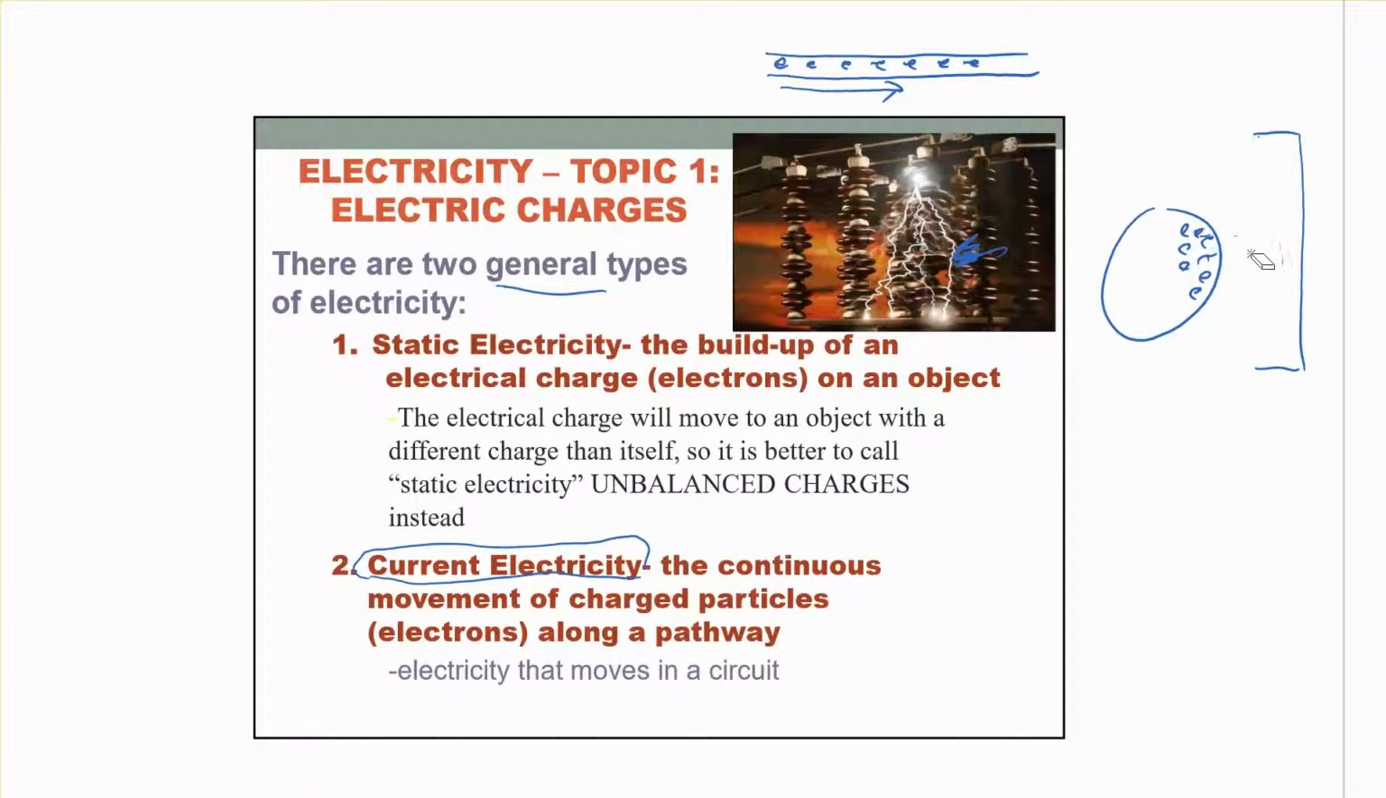A better way to describe this would be a charge imbalance, because you've got a whole bunch of electrons here, which means you have a whole bunch of negative things and a whole bunch of more positive things on this side. So what you really have is a charge imbalance. If we could rename static electricity, charge unbalance or unbalanced charges, it'd probably be a better way to name it.